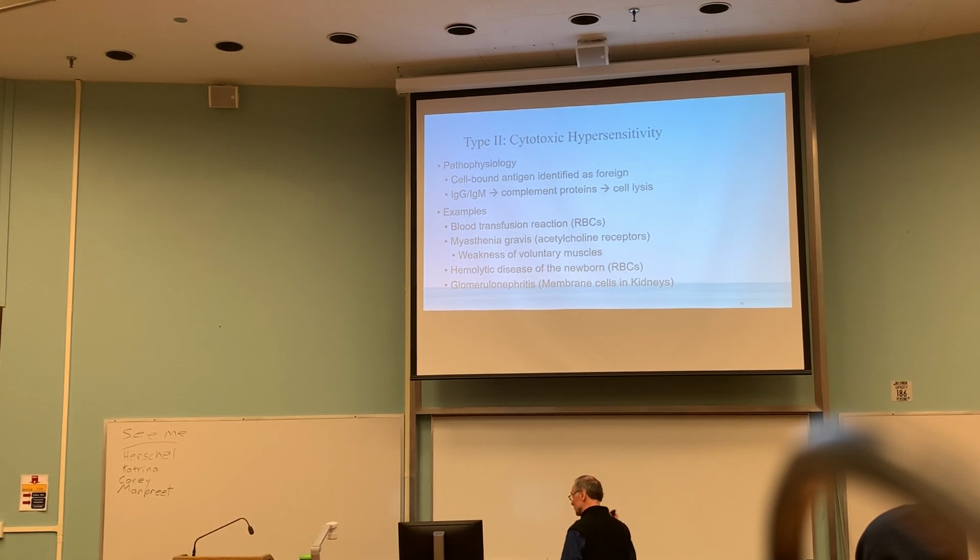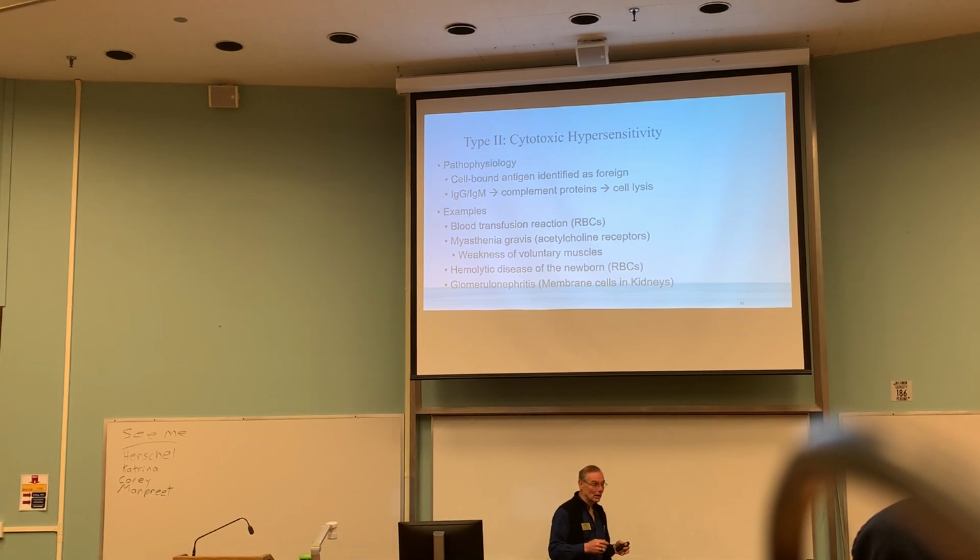We'll talk about antigens a little bit. Myasthenia gravis, weakness of the involuntary muscles. We'll talk more about that in neuro. Hemolytic disease of the newborn. Let me talk about this real quick.